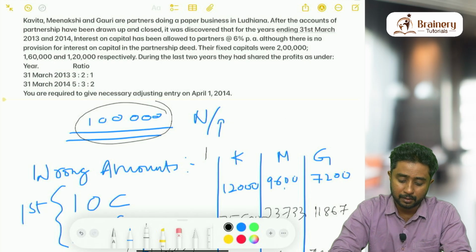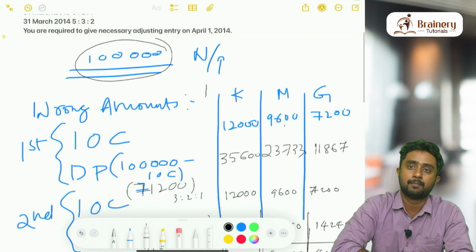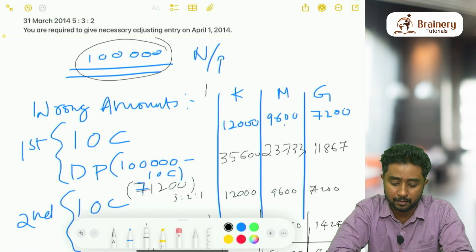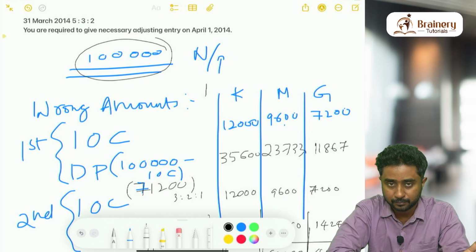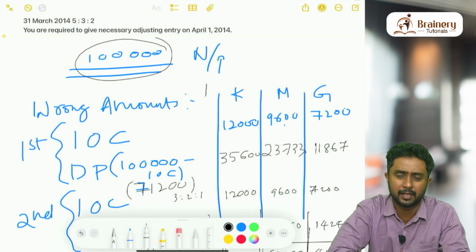Now, for the purpose of the question, as I told you in the initial part, we are following a different method for solving this question. So we are assuming that the net profit of the year was 1 lakh rupees. We are just assuming that net profit; you can assume any amount.